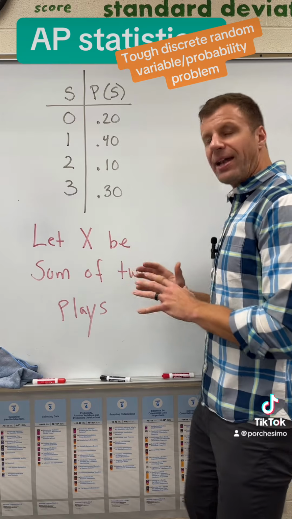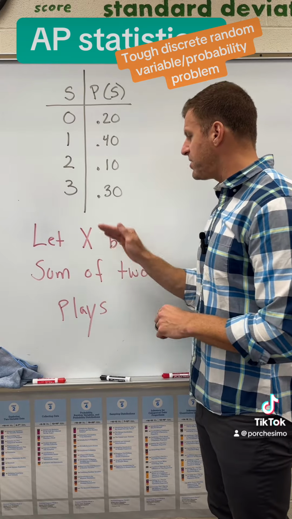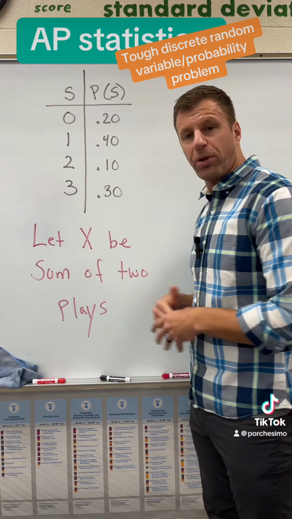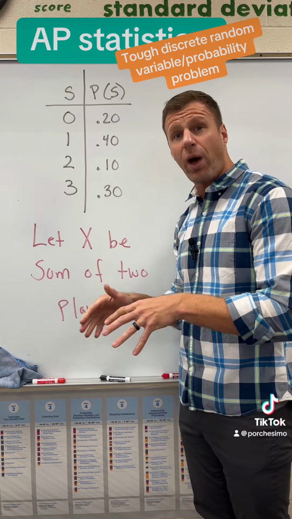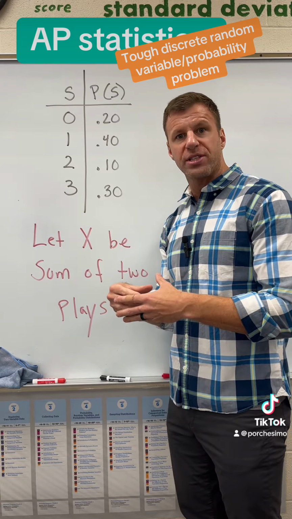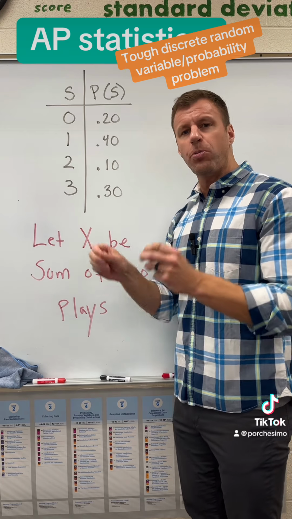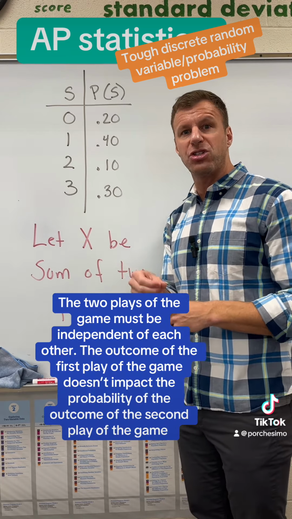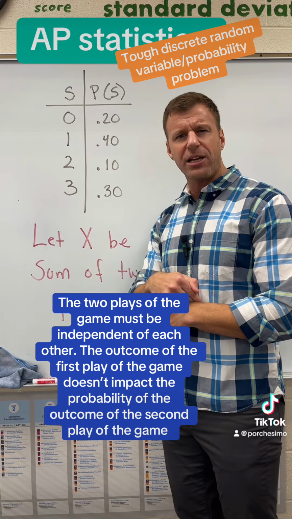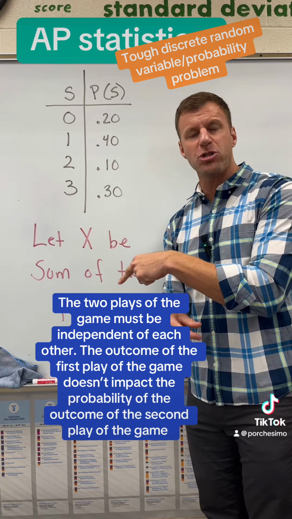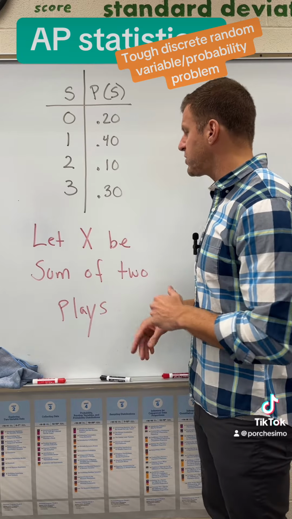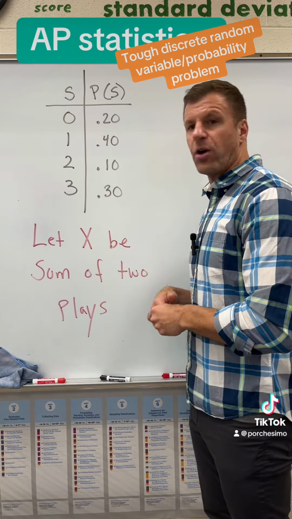Now, let's let a new random variable, x, be the sum of 2 plays of the game. So we're going to play the game twice and add our 2 scores together. Now, the one really important key thing is that the 2 plays of the game must be independent of each other, which means what happens on the second play of the game has nothing to do with what happened on the first play of the game. Now, the first thing we got to do is figure out what are the outcomes for x.